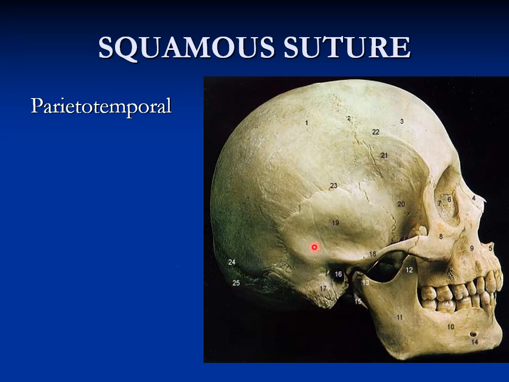In the squamous variety, as you have seen, there are beveled margins. That is typically the parieto-temporal, or temporoparietal, suture. This is the parietal bone, and here is the temporal bone. You can see the beveled margin of one bone fitted into the beveled margin of the other bone. This shows the articulation between the temporal and parietal bones having beveled margins.